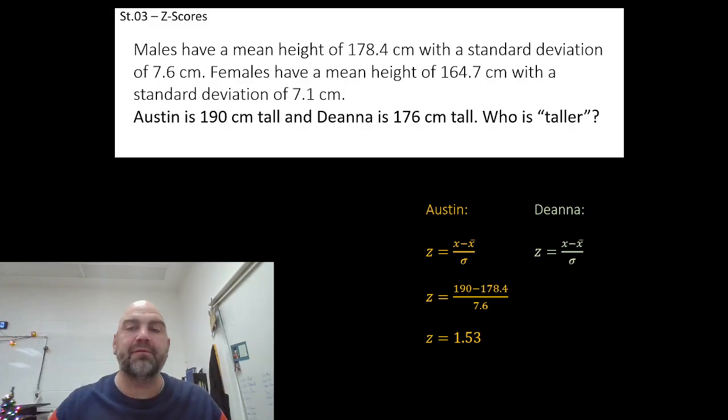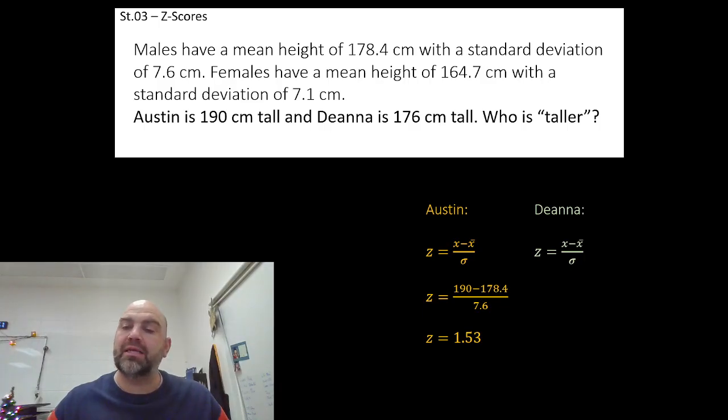Now, 1.53 represents about 1.5 standard deviations above the mean. This means that Austin is taller than average for males. That would be the scenario that we're taking a look at and what we have to represent. Now, he's a fair bit taller than average. 1.5 standard deviations is a fair bit taller than average.